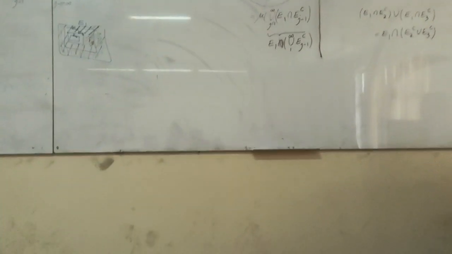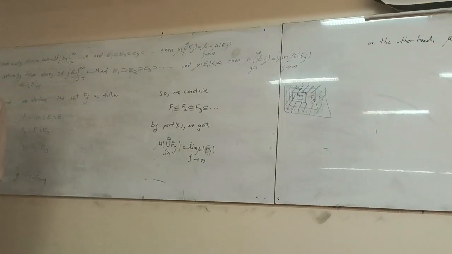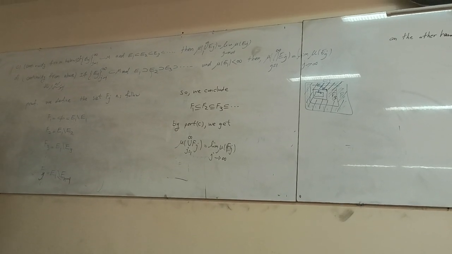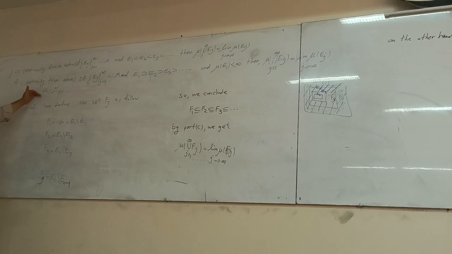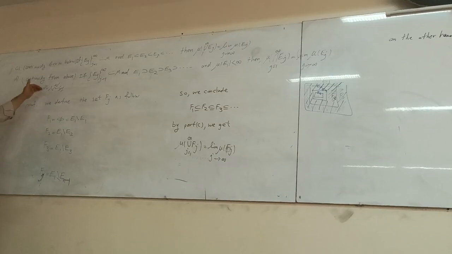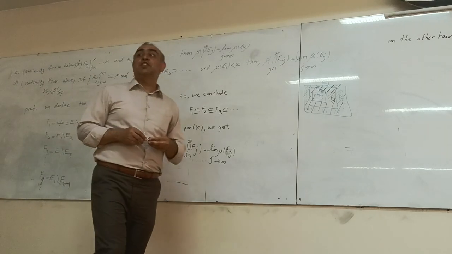Part D, we will not prove part D. This is not C. We prove part A, B and C, and you see part D without proof. Part D is not.